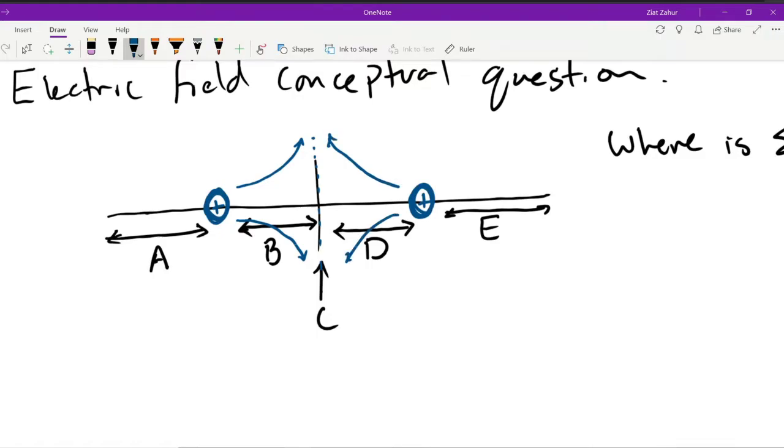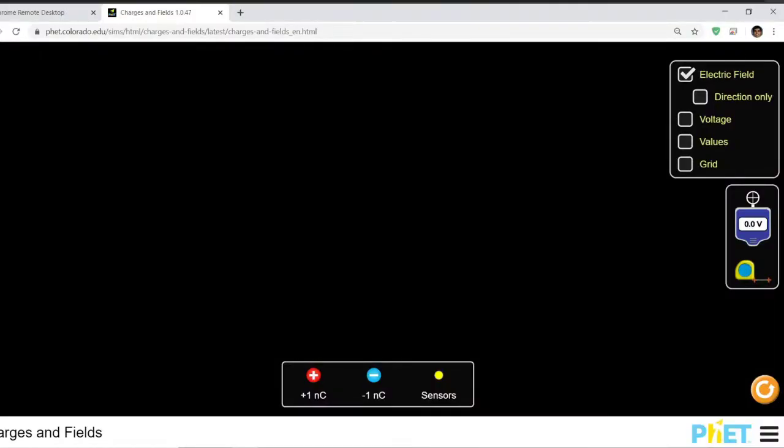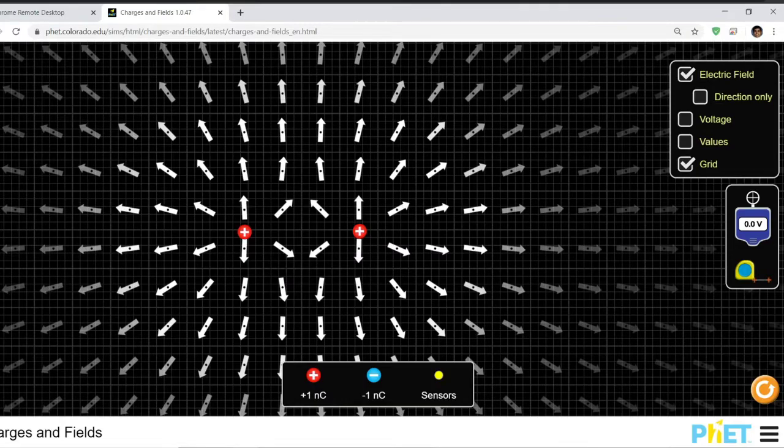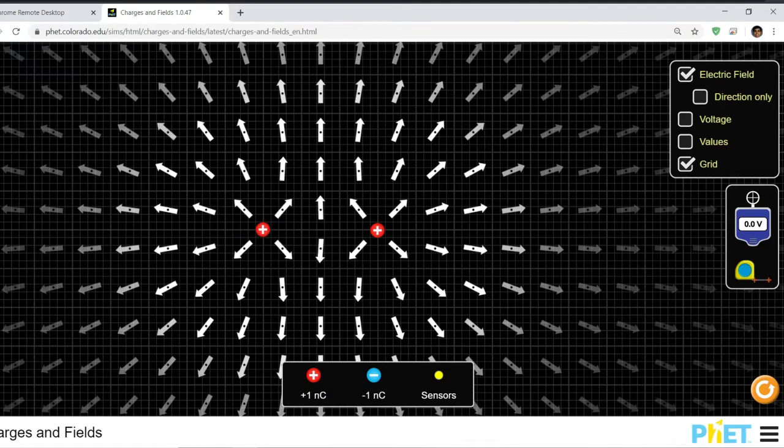Instead of doing it this way, we can do this homework problem using our simulator. So we're going to use the same charge and field simulator. Let's go and show the grid. I'm going to put 1 at -2 here, and then 1 over here. So you can sort of see how you have this vertical asymptote in the middle, and then the lines kind of curve and turn away.